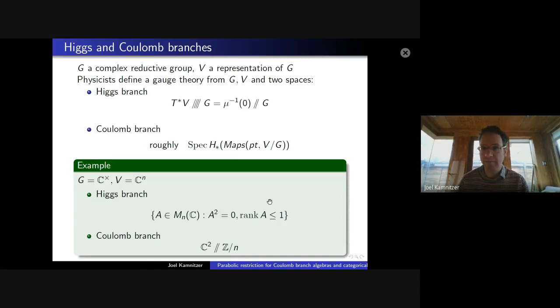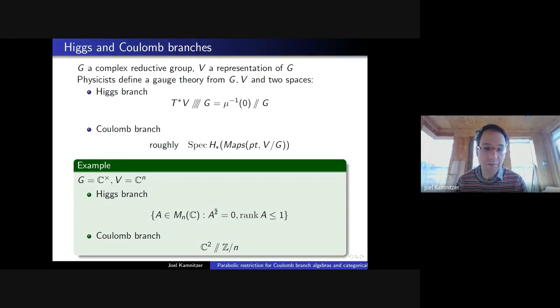Okay, let's see an example. If we take G to be C star and V to be C^n, the Higgs branch is just T star C^n, which is C^2n, mod the action of C star, and it turns out to be the space of square zero matrices of rank at most 1. So this T star of C^n is a vector and a covector, and together they give you this matrix. The rank is at most 1.